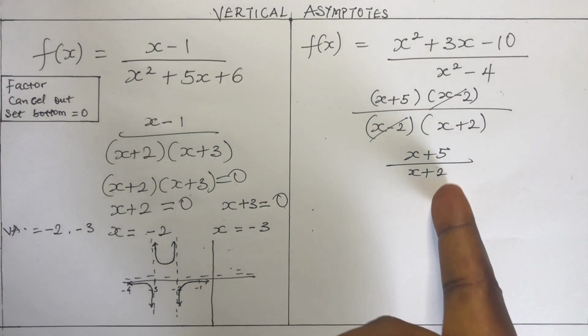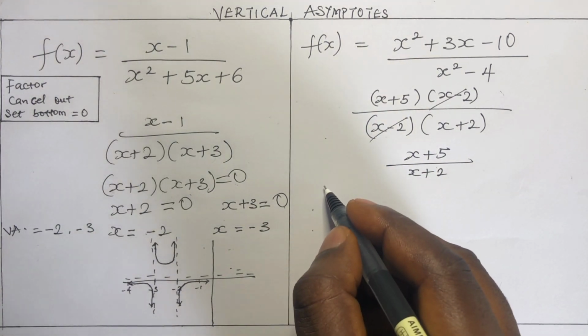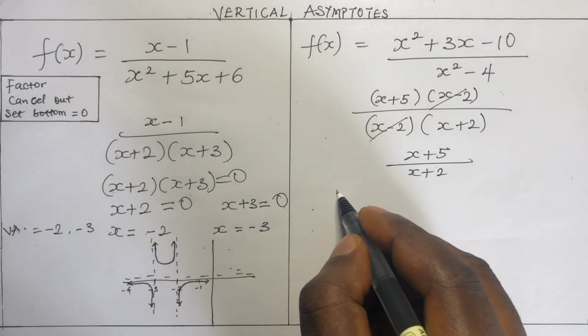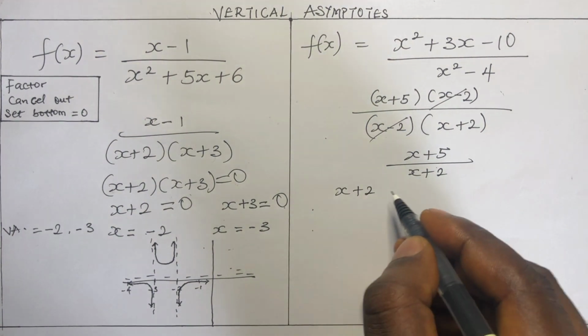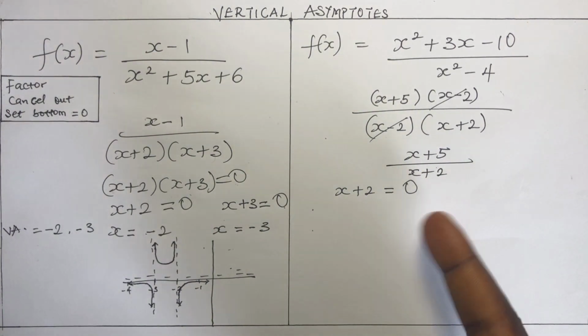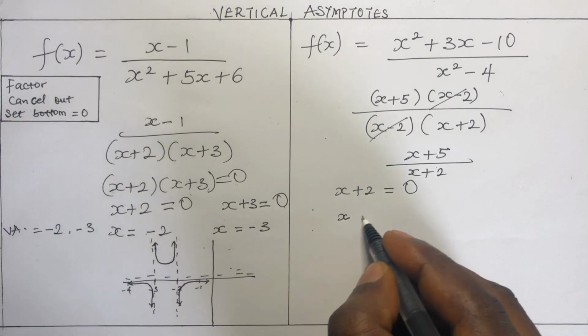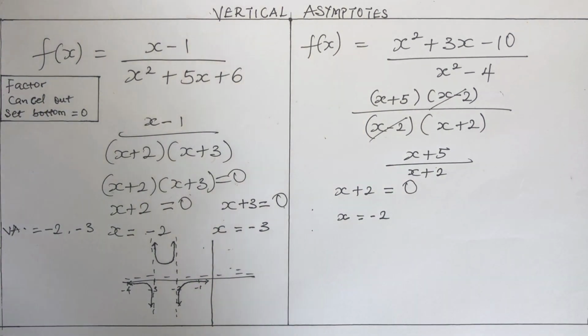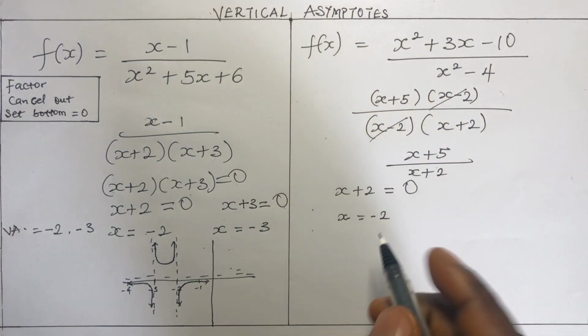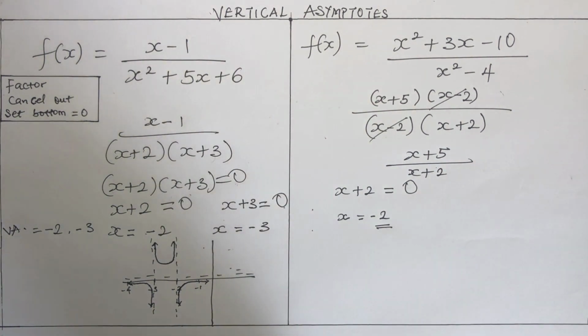So now let's set the denominator, the bottom, equal to 0 to obtain the vertical asymptote of this function. So we'll have x plus 2 equal to 0. And if we subtract 2 from both sides, we have x equal to -2. So good. The vertical asymptote of this function is actually -2.